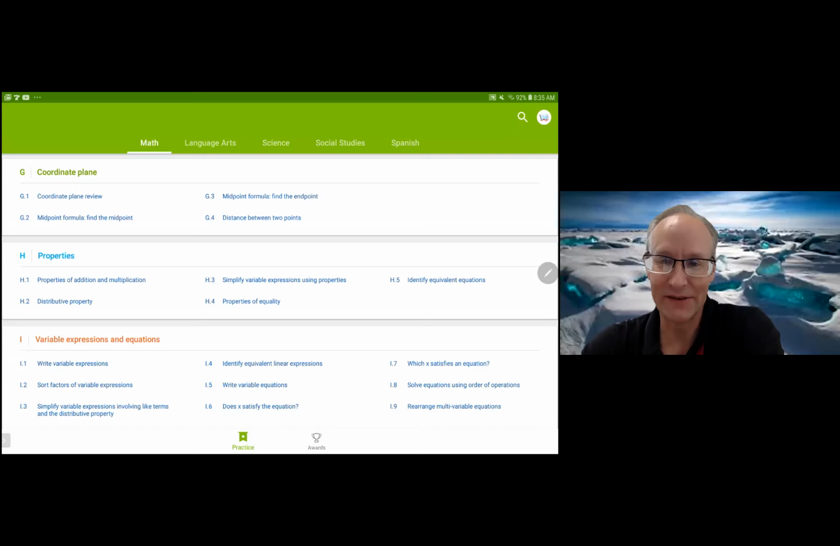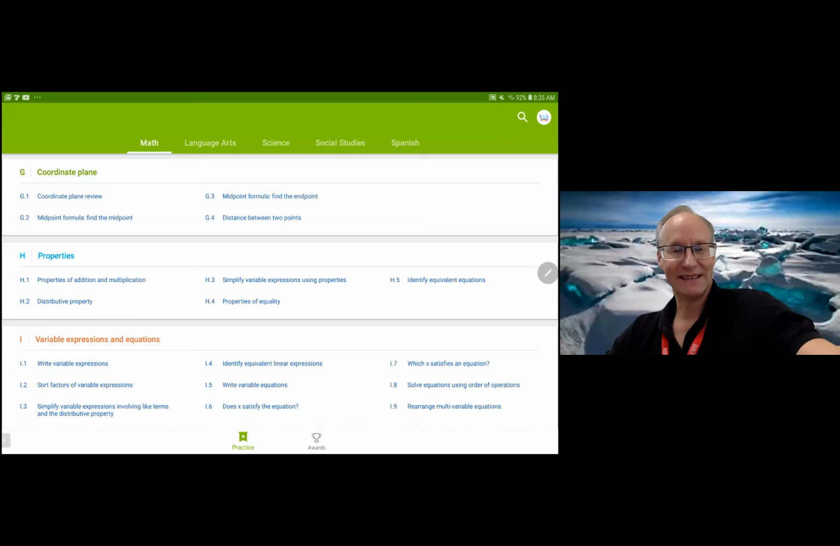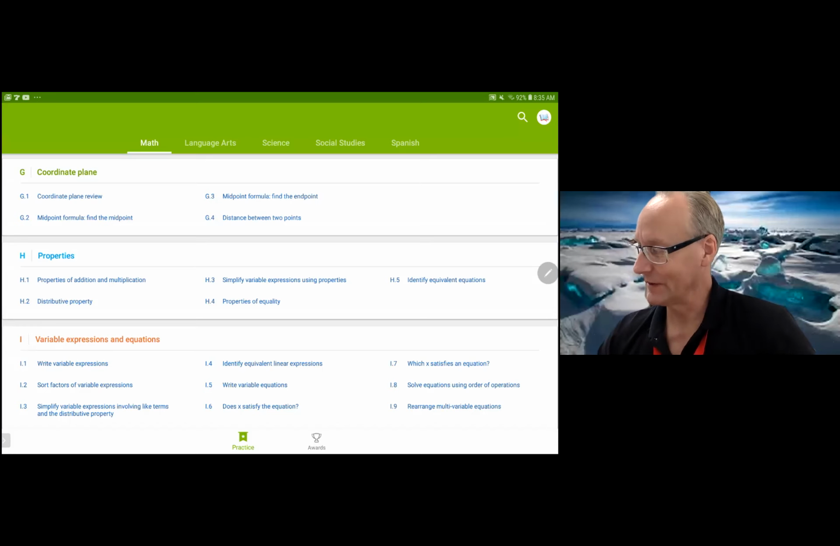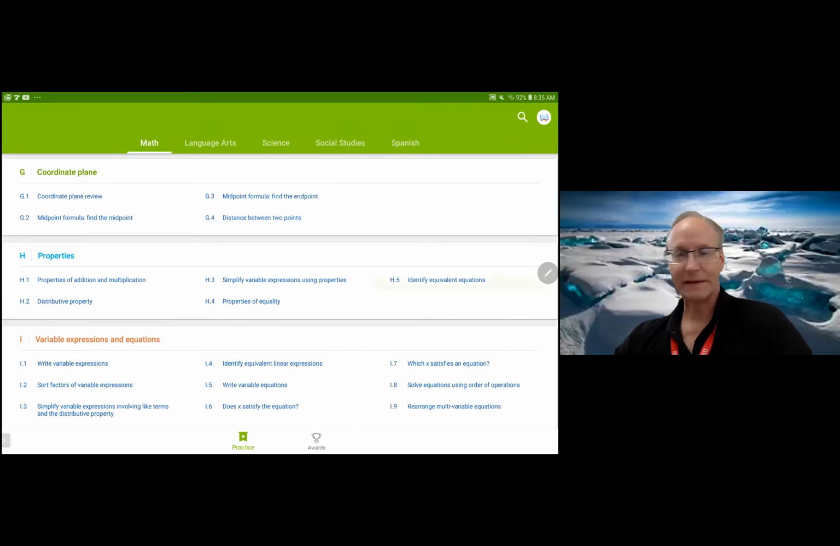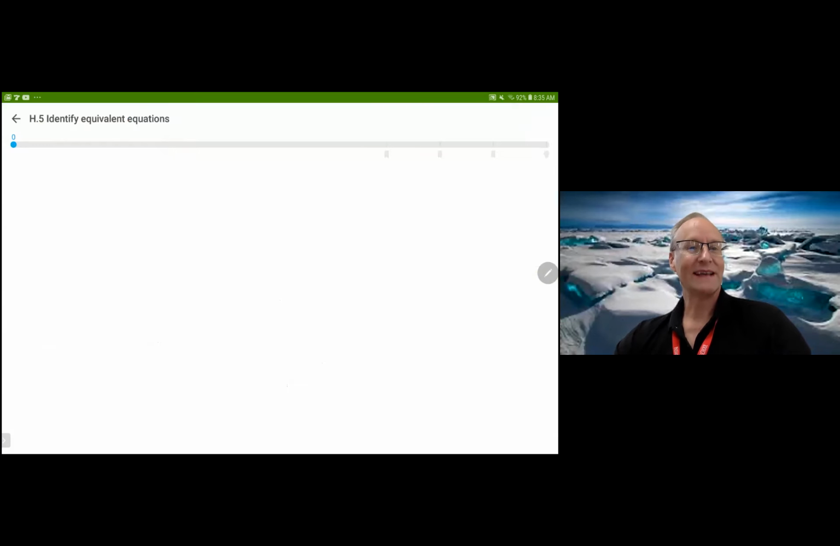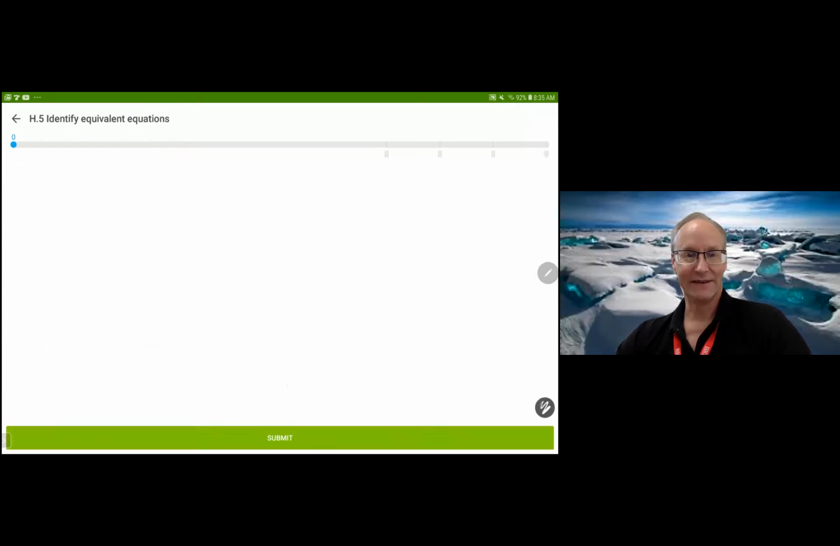I don't check myself with a calculator, so occasionally I will make a mistake. It's not a matter of understanding what the problem is. It's just silly arithmetic errors. So hopefully I won't make too many this time. Here we go. We're going to do H5. Identifying equivalent equations. Let's see if we can do this.